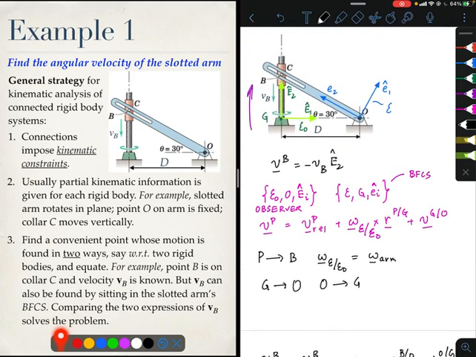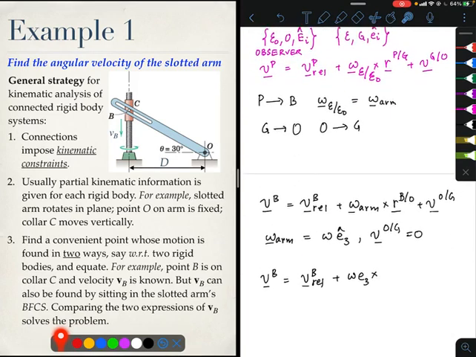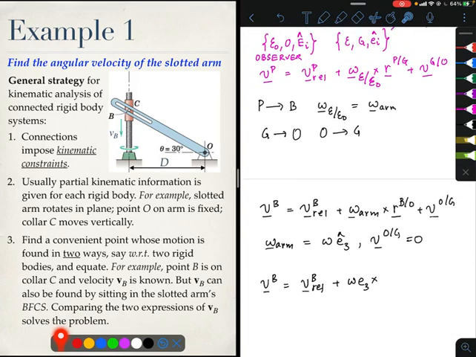RBO is this distance along E2. This distance is d upon cos theta. So I will write that down here, that RBO is d upon cosine theta along E2. That's what comes over here.